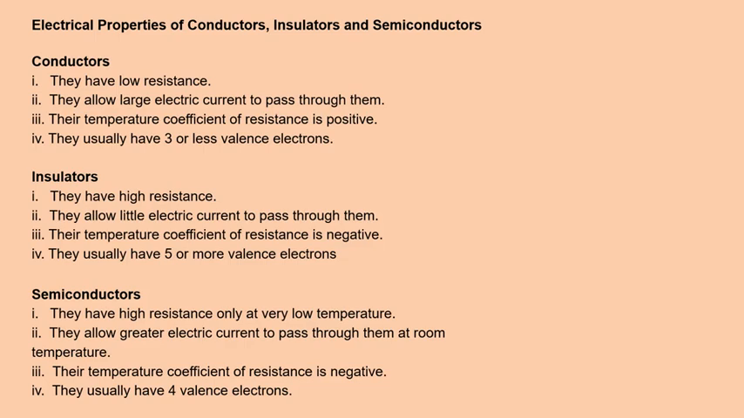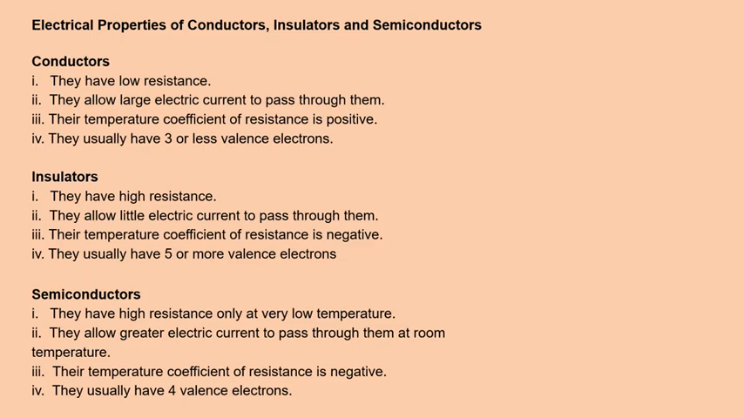And they usually have 3 or less valence electrons. Insulators. Insulators have high resistance. They allow little electric current to pass through them. Their temperature coefficient of resistance is negative, and that means what? It means as temperature gets higher, resistance gets lower. Then they usually have 5 or more valence electrons.